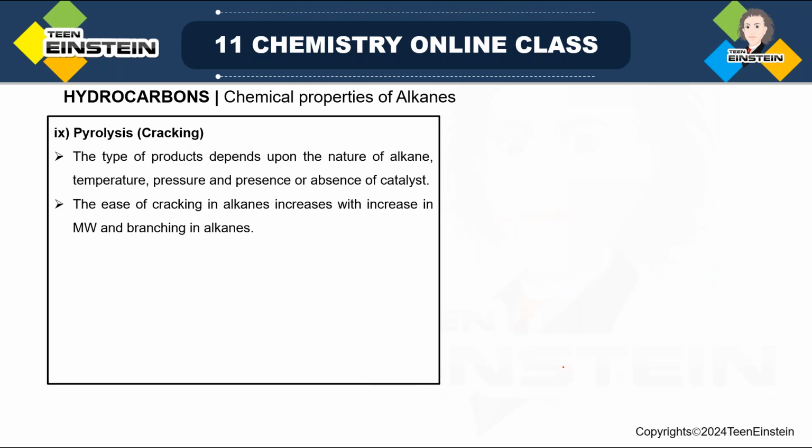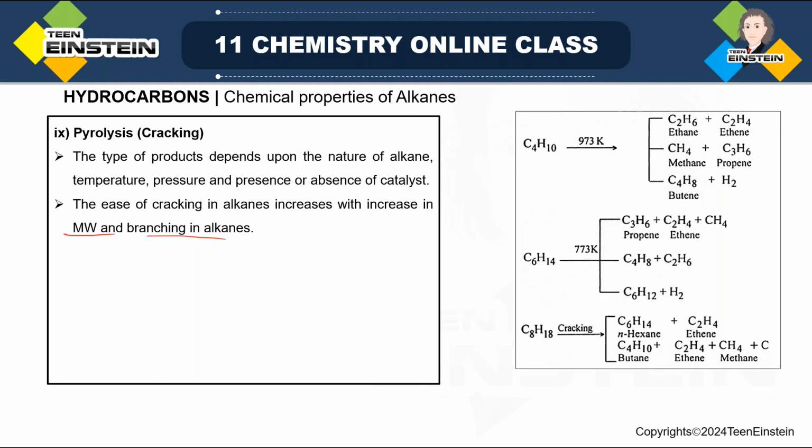Now some more important points related to pyrolysis. For the type of products that we will get from pyrolysis, there is no fixed rule. It depends upon the nature of the alkane, temperature, pressure, and presence or absence of catalyst. So it is basically dependent on the reaction conditions. It will occur very easily if the molecular weight of the alkane is high, and also if there is an increase in branching in the alkanes, then this process will be very good. Fine. So these are the important points.